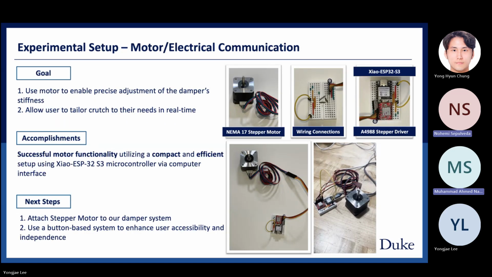So for the experimental setup, we wanted to use a motor in order to provide a customizable experience for the user, where they would be able to adjust the stiffness of the damper themselves. We wanted to do this to make it easier to adjust for things like different terrains, or to offer more flexibility for a person who may be recovering from different injuries, depending on their circumstances. Even though we weren't able to implement this into our crutch, we were still able to successfully get our motor working using a pretty compact and efficient system.